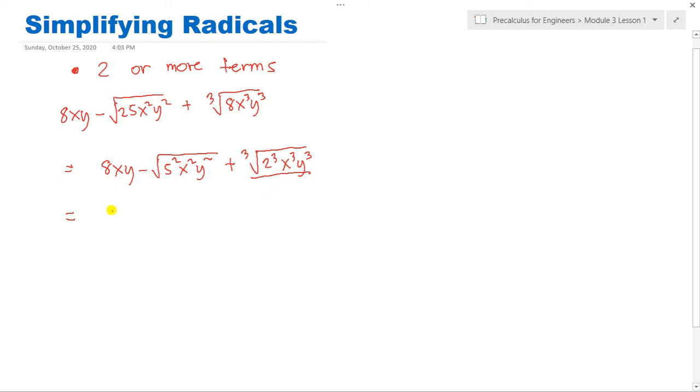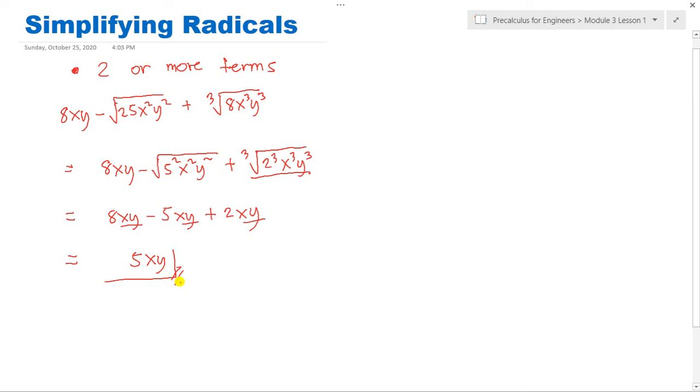Therefore, this can be written as 8xy minus 5xy, plus 2xy. Then let's go back to our algebra, the rules on adding and subtracting algebraic expressions. Since the variables are the same, x and y, we can combine them. 8 minus 5 is positive 3, plus 2 is positive 5. So we have the final answer of 5xy.